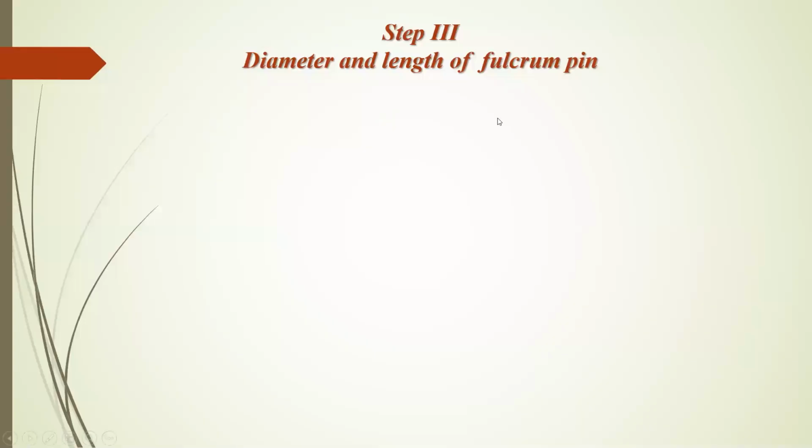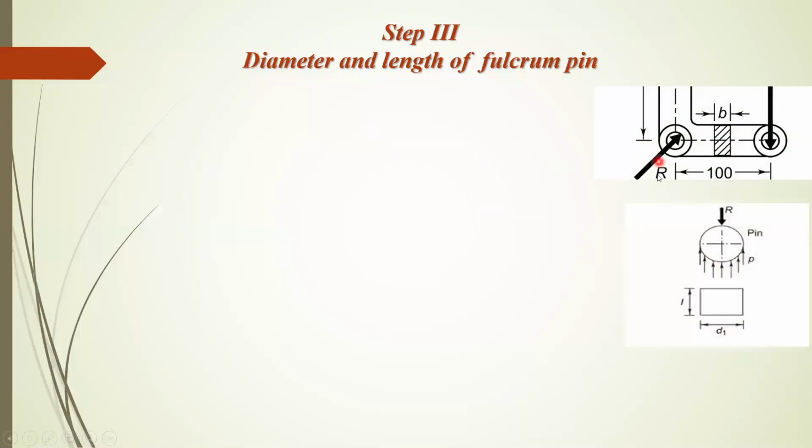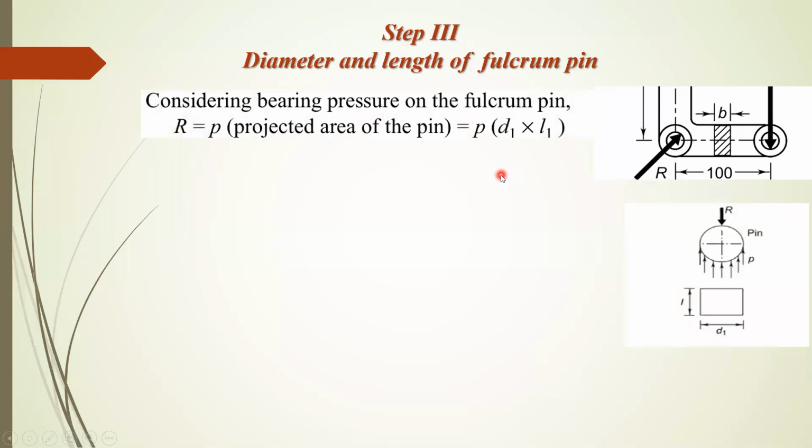After calculation of all the forces acting on the lever, step number 3 is to calculate the diameter and length of the fulcrum pin. So how do we find the diameter and length? Here is the fulcrum pin. R is the reaction, or force, acting on that fulcrum pin. To calculate the dimensions of the fulcrum pin, we consider the bearing pressure, since it is subjected to bearing pressure. So based on the bearing pressure, we have to find the dimensions.